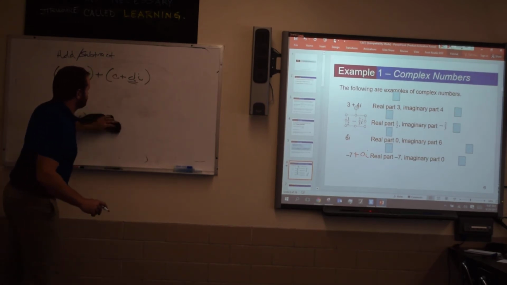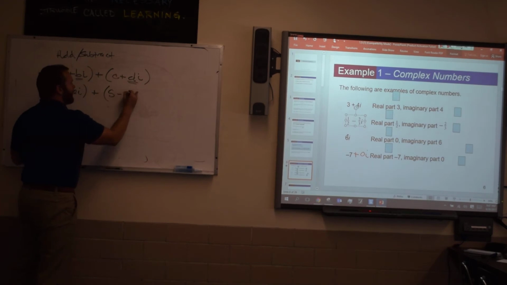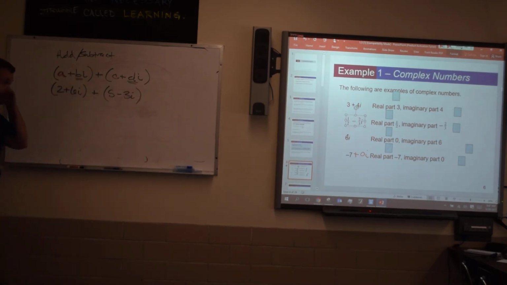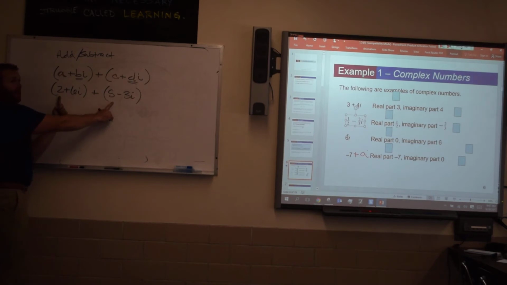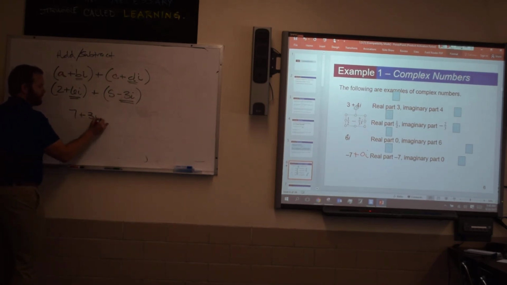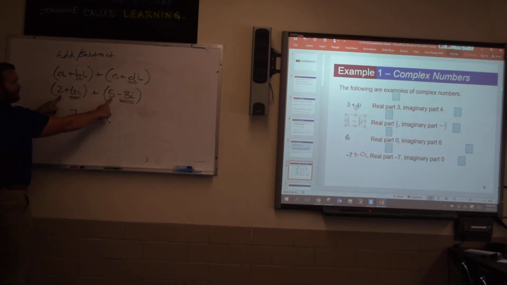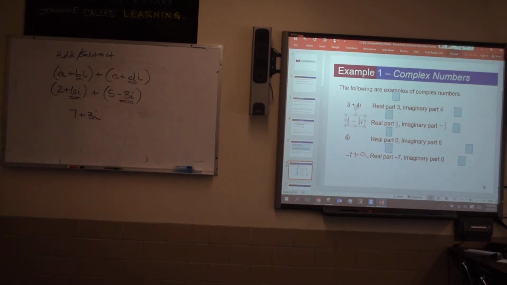So if I start with 2 plus 6i plus then 5 minus 3i. Okay? Real parts are 2 and 5, right? So I'm going to add 2 and 5 together, and it gives me 7. The imaginary parts are 6 and negative 3. Well, 6 plus negative 3 gives me 3, right? So 7 plus 3i is the sum of those two things. Okay? All you got to do is add those two parts, and then add those two parts. And you got one concise complex number.